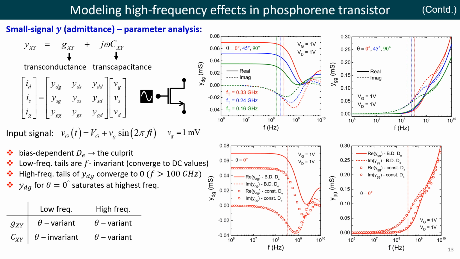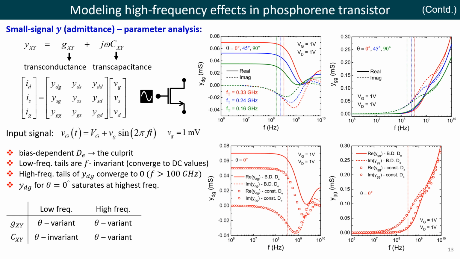We have applied a small signal, that is small vg, superimposed on a DC bias voltage, which is capital VG, at the gate terminal, and then we have solved the corresponding partial differential equation numerically to obtain the Y parameters. The profiles of Ydg and Ygg are shown here, and also their profiles have been compared against the corresponding Y parameters obtained considering constant electron diffusivities.